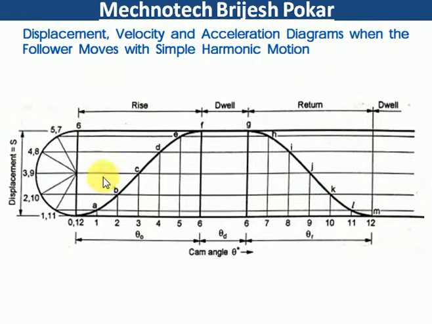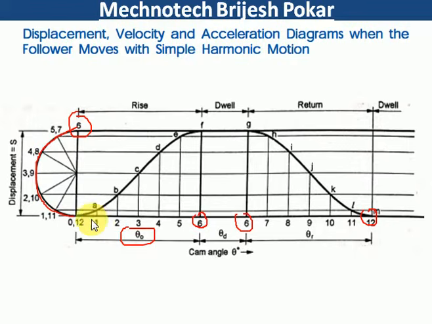I will show you how to draw this particular diagram when we do the example. But you can see here, from every point we have to draw a horizontal line, and then we have to divide theta 0 into 6 equal parts, and theta r is also divided into 6 equal parts. Why did we divide into 6 equal parts? Because here we have a total of 6 parts of this half circle.